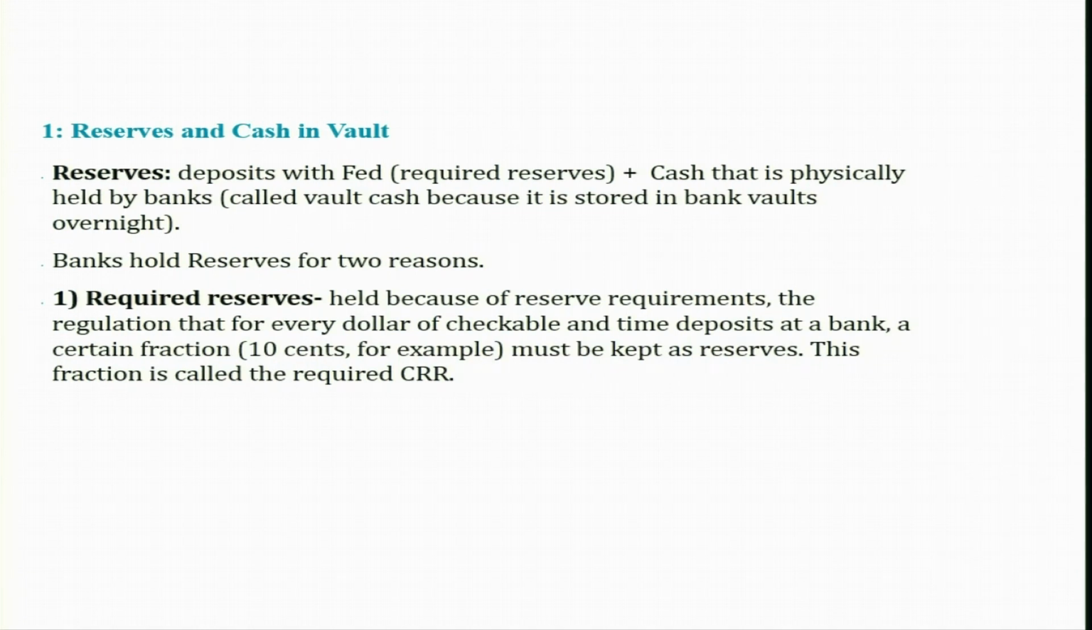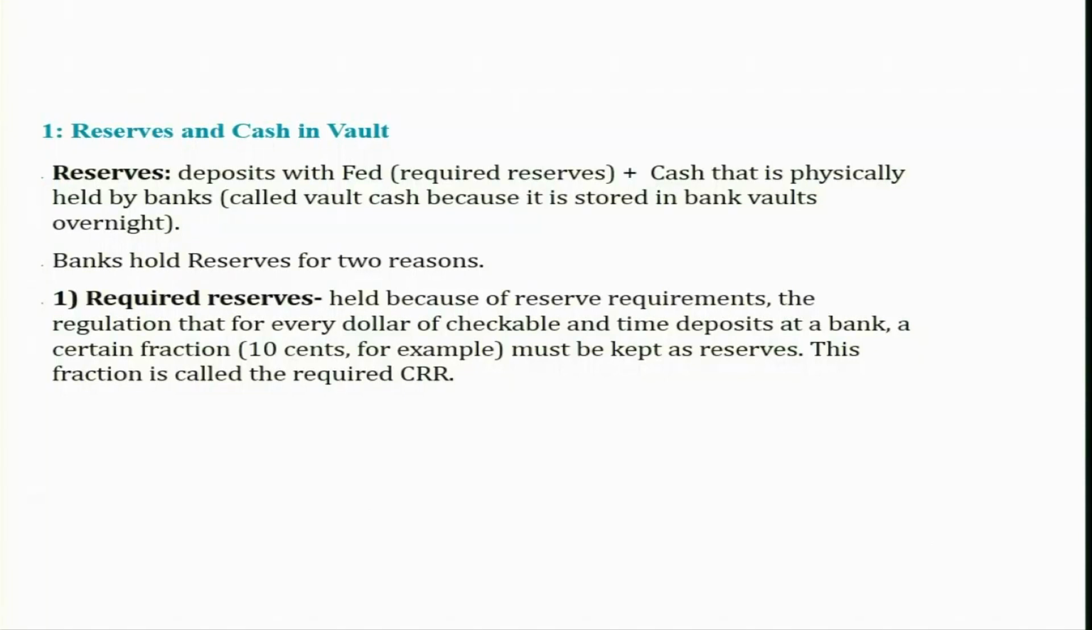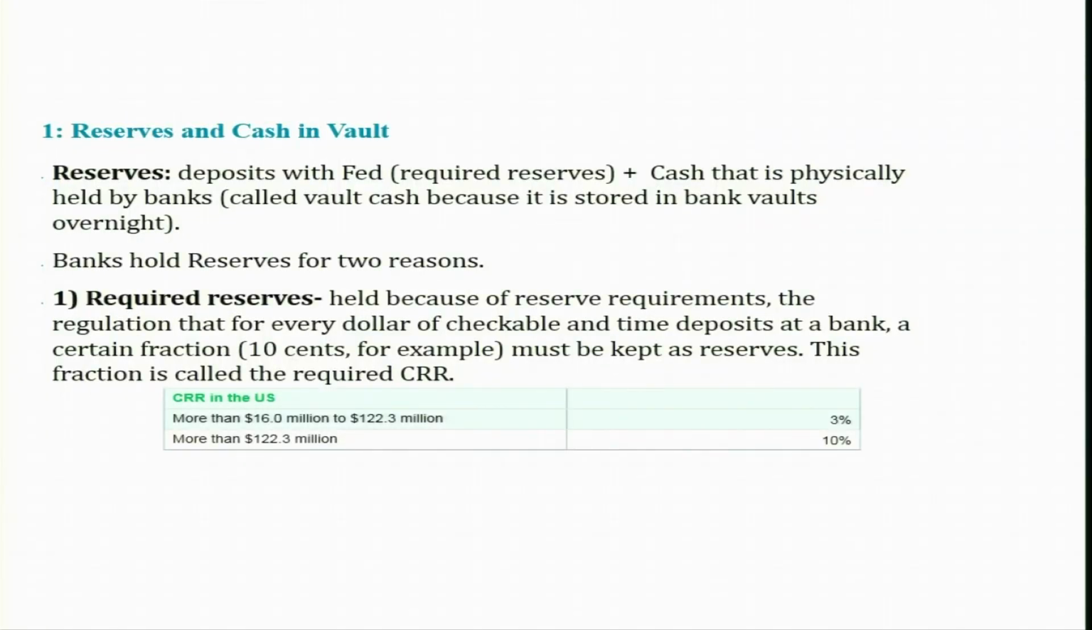Coming to the main point, one of the important components is the required reserve, called the cash reserve ratio. That means a certain fraction of the total demand and time liabilities, the banks are legally required to keep with the central bank. That is called the required reserve ratio. In the US, it is not equal for all banks. For small banks, for example those with more than 16 million up to 122.3 million, they are required to keep only 3% of their total demand and time liabilities. And if the bank has more than this, they are mandated to keep 10% of their total demand and time deposits.